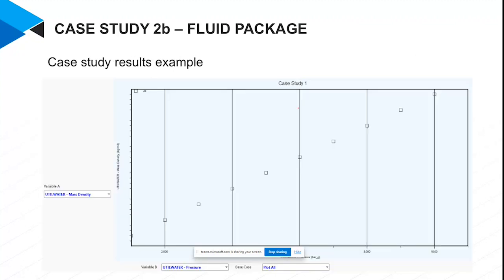So this is a case study with the example that I showed just now. You can see that the mass density difference is very small, but this is actually like 1007 over here, and this is like 1008 over here.